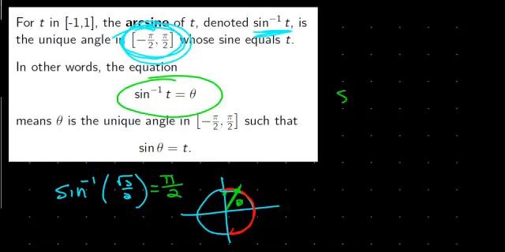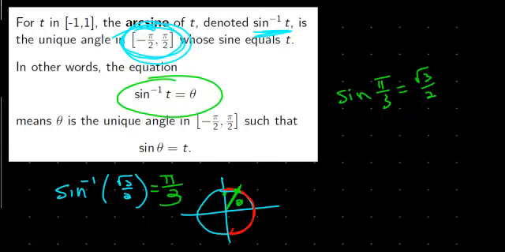So to check, that should be pi over 3. Sine of pi over 3 equals, yes, here we have the sine of pi over 3 equals root 3 over 2. Plenty of time on this one.